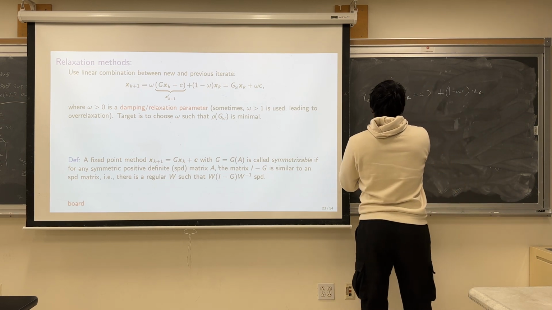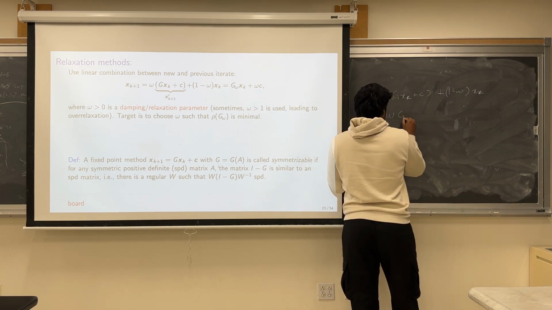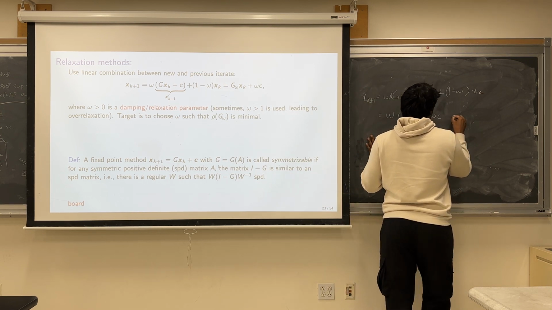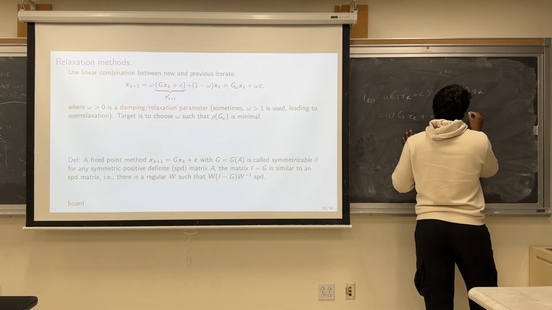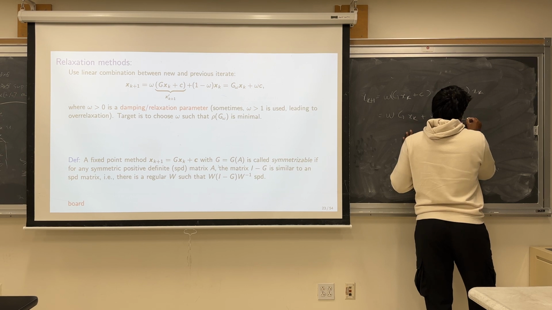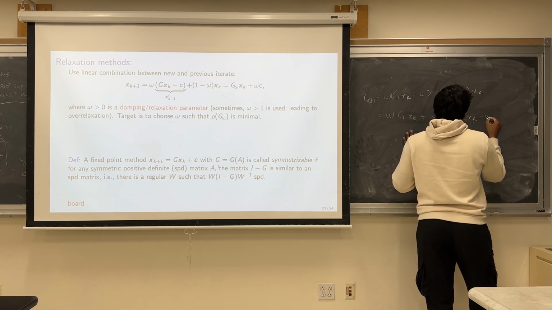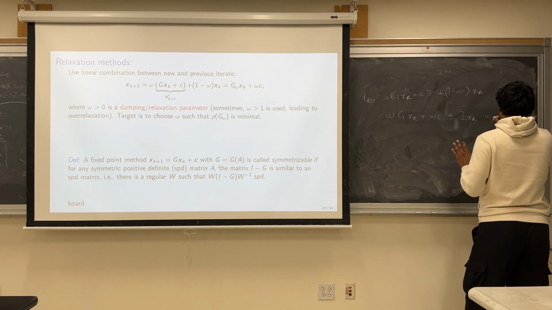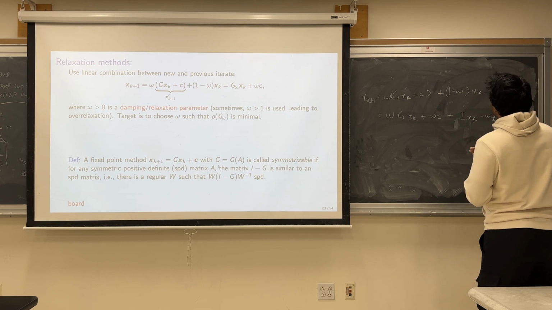Okay, let me see what happens here. Omega G x k plus omega c plus identity times x k minus omega times x k, right?